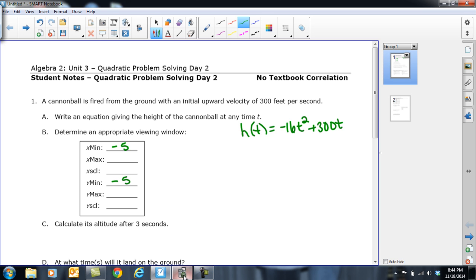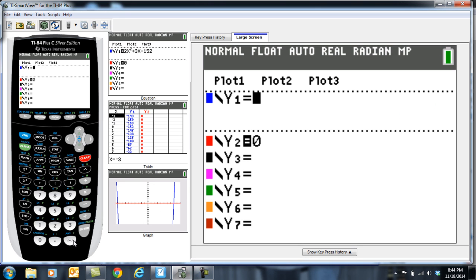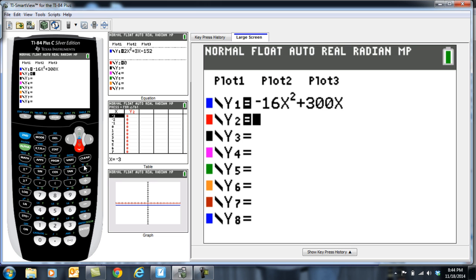So I'm going to grab my calculator, and in y equals, I'm going to put that equation that I just created, the negative 16x squared plus 300x. I know we wrote t's, but we're going to replace them with x's for the calculator. And I have the 0 here. I'm going to clear it out because I don't need it. Now, the graph is unimportant right now. I need to set a window.